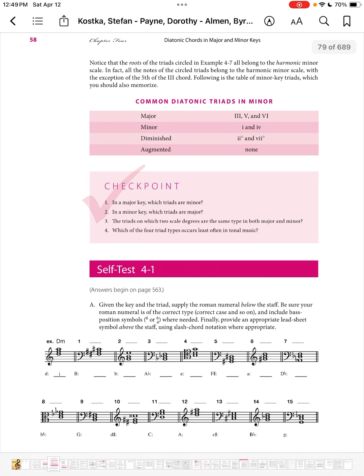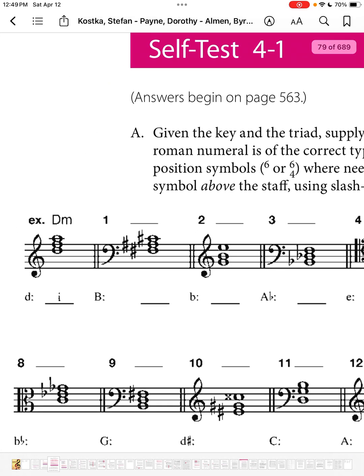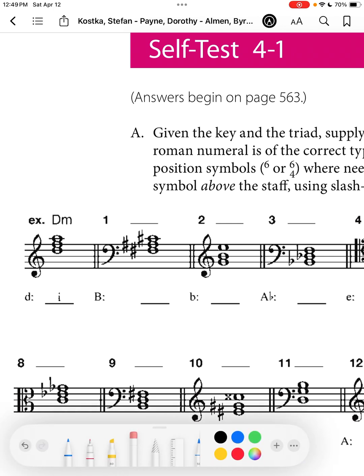So, okay, for this one, 4 and 7 in the minor scale. I'm going to do a few of these here. It's going to be very, very fun. Oh boy. Okay, let's try number 1. I'm going to play with this.